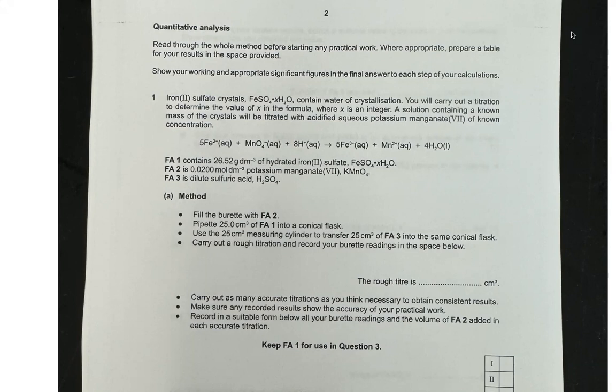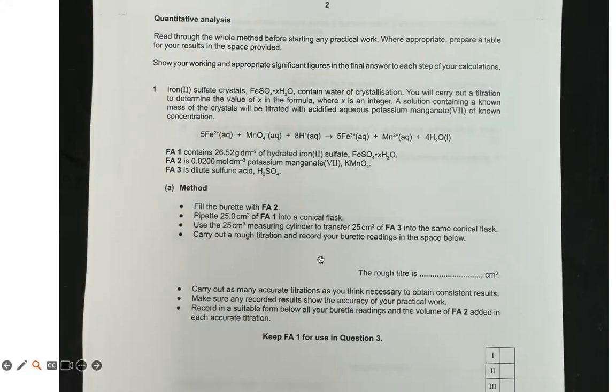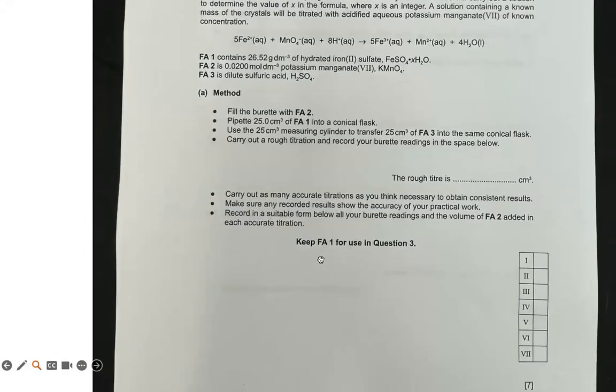Fill the burette with FA2, pipette 25 centimeters cubed of FA1 into a conical flask. Use the 25 centimeter cubed measuring cylinder to transfer 25 centimeters cubed of FA3 into the same conical flask. We will then carry out a rough titration and then accurate titrations, which is typical of almost all questions.